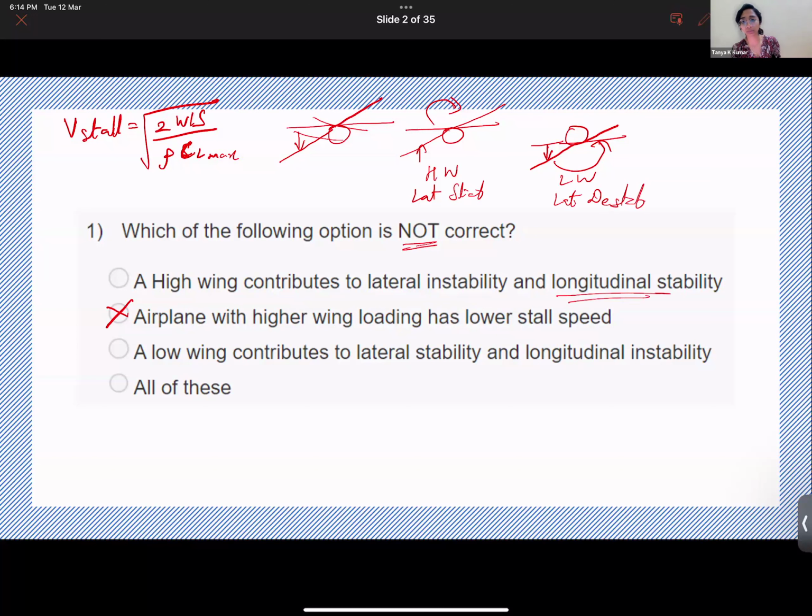Now, what about longitudinal stability? Can someone tell me what is the difference between the high wing and low wing when it comes to longitudinal stability? So lateral we understood. So both these statements are in fact wrong. And you can see that a high wing contributes to lateral stability, it's not instability. But can we discuss longitudinal stability and instability? Can someone tell me what they think? Which configuration would benefit the longitudinal stability or instability?